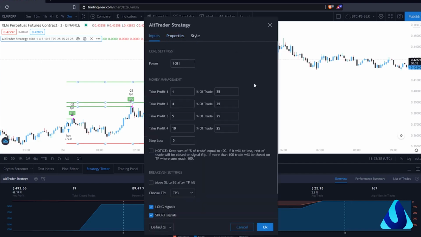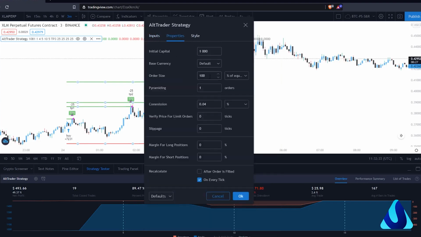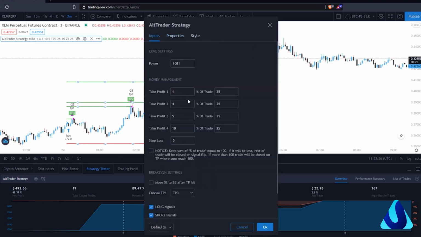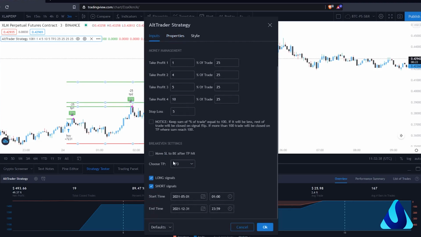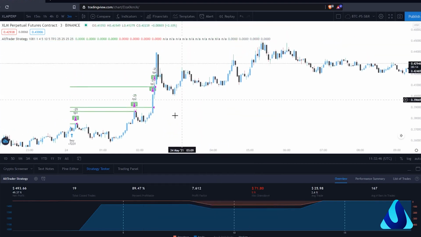I can change this back to 100 and put that as a percentage of equity, and then that's set there. And like I said, essentially the only ones you'll be mainly focusing on are the initial capital and the order size, along with your power settings, your take profits, and whether or not you want to move the stop loss to break even after the first take profit hit, or whichever one you choose. So again, this is pretty straightforward to use. If anything, it's just going to be more time sitting down, writing down the stats you put in, what results you were getting, and seeing whether you can get a good percentage rate or a good net profit rate.